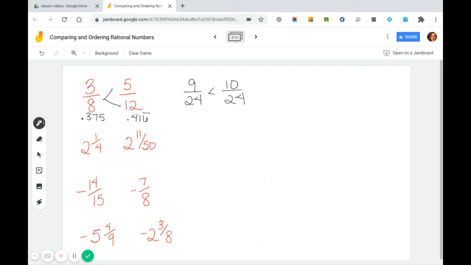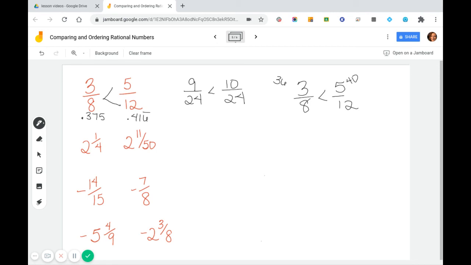The shortcut. I'm going to multiply up on the diagonals. It's important that you remember to multiply up. I'm going to take 12 times 3 and get 36 and make a note of that up here. I'm going to take 8 times 5 and get 40 and make a note of that up here. I got a smaller answer on the left side, so the fraction on the left side is the smaller one.